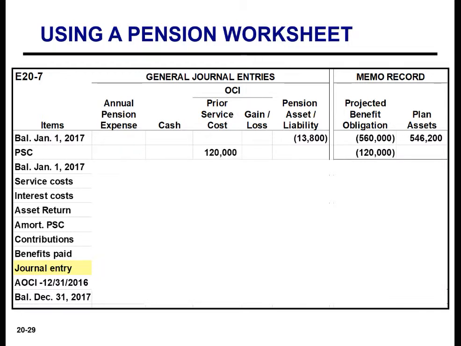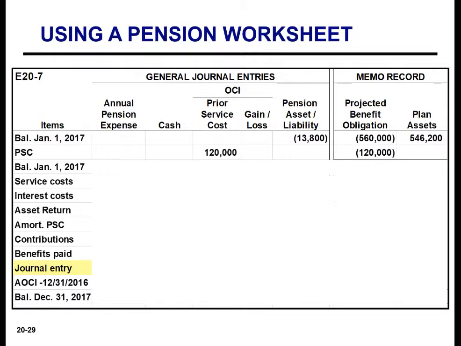On January 1st, 2017, Rydell Corp., through the plan amendment, granted prior service benefits having a present value of $120,000. So we have $120,000 underneath the prior service cost. Then we also increase our projected benefit obligation by $120,000. You'll notice that for every debit, there's a credit in each of these lines.